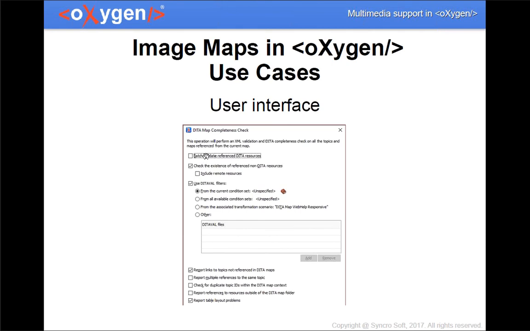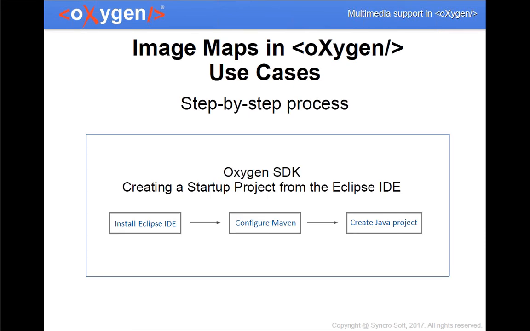You can just click on it and the browser will take you to the corresponding section by using image maps. Or another use case would be if you have a step-by-step process like this one, where you don't have a lot of information. So the process is install the Eclipse IDE, then configure Maven, and then create a Java project if you want to use the oXygen SDK.